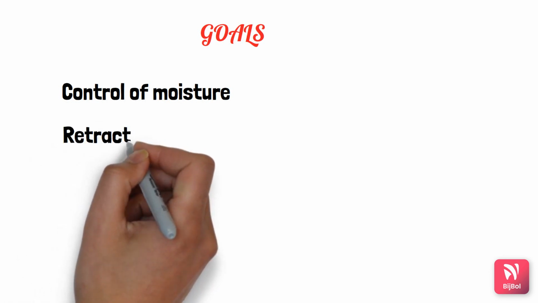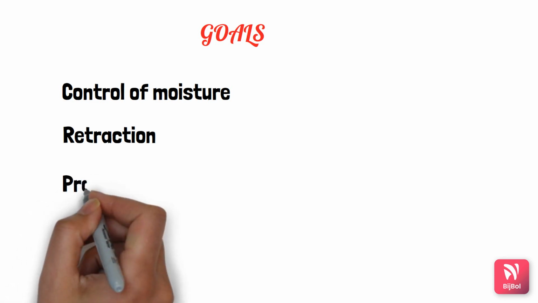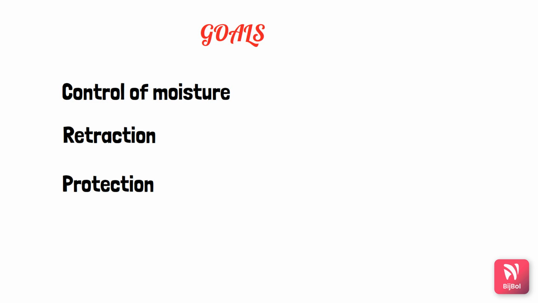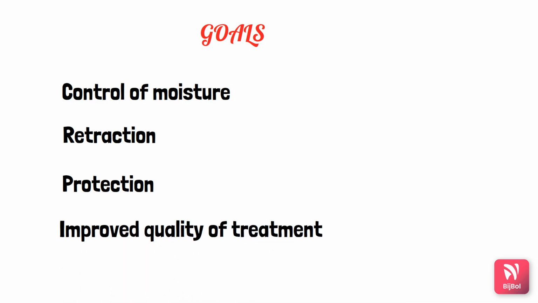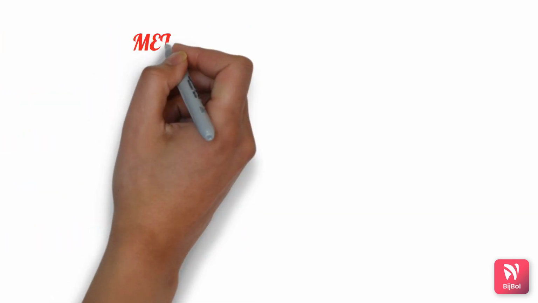So the goals of isolation are to control the moisture, which helps in eliminating the saliva, and also helps in retracting the soft tissues, and the protection of the patient by preventing the aspiration of small instruments, and also helps in improved quality of the treatment by improving the optimal conditions.